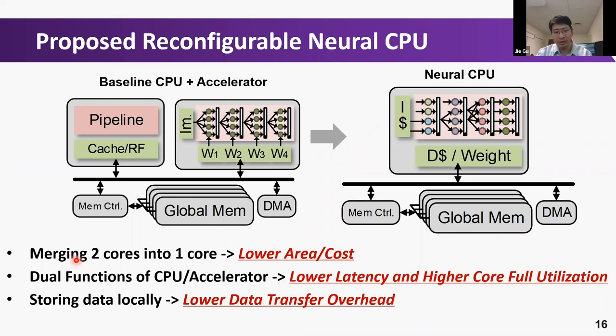The benefit of that is shown here on the bottom of the slide. We can merge the two cores into a single core, and this single core, by the way, maintains the efficiency of both cores. So we can reduce our cost and area, which is important for low power devices. Also, since we can do dual function in each core, we can fully utilize our CPU or our accelerator and get almost 100% core utilization. I will show later that we can significantly improve the latency. On the other hand, because this is a combined architecture, the data stays local. We don't have to transfer the data across different cores, so that reduces the data transfer overhead.